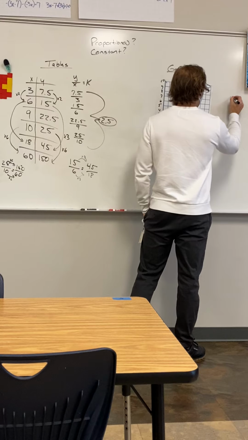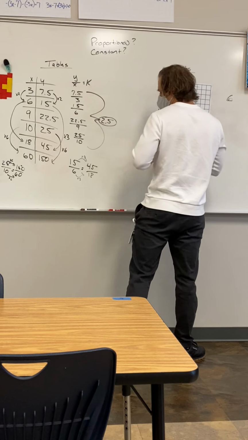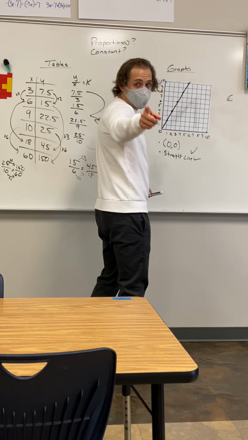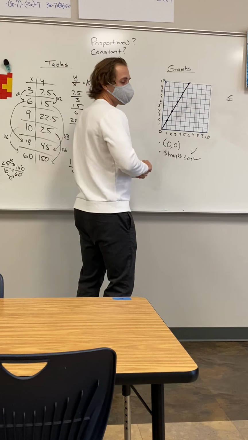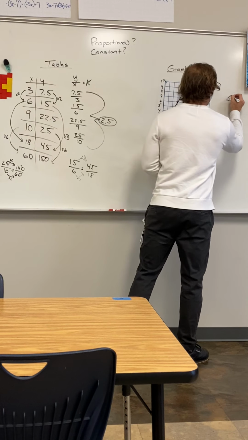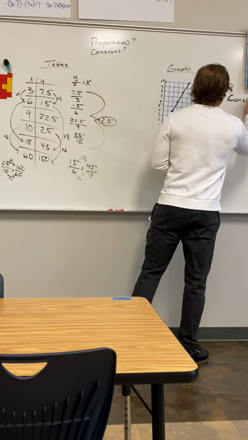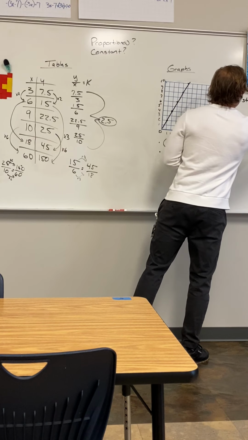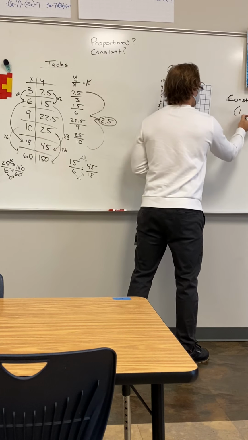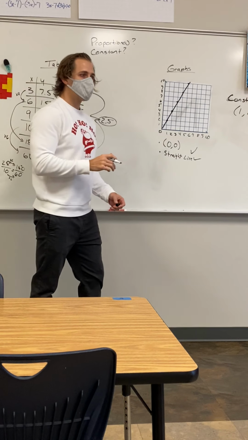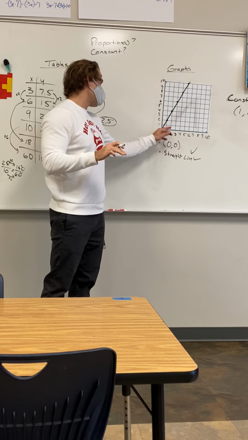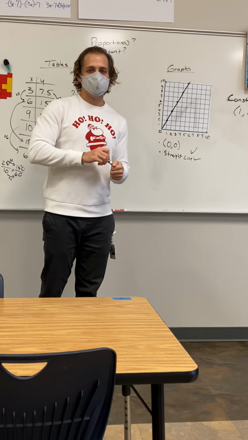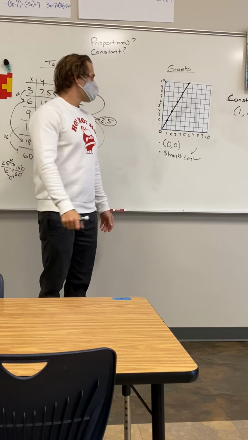Gigi said that I can tell where my constant is. All right, constant or unit rate is always when x is equal to 1. So we can identify the constant here by looking at x is 1, y is 2, our constant or our unit rate is 2.